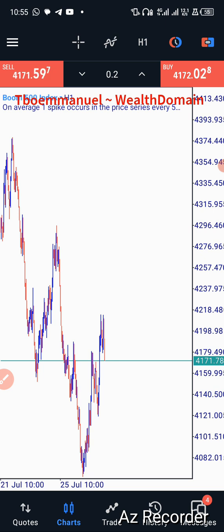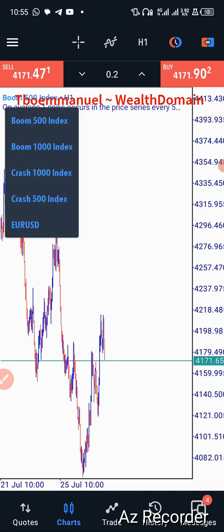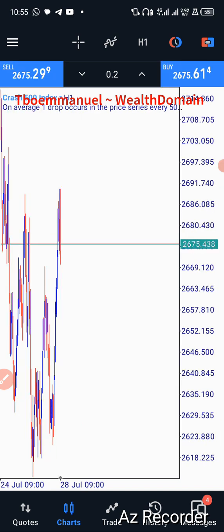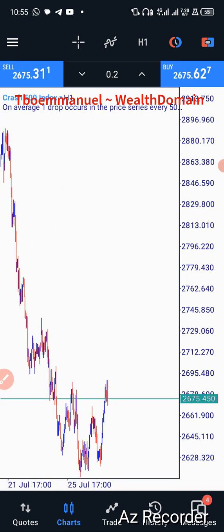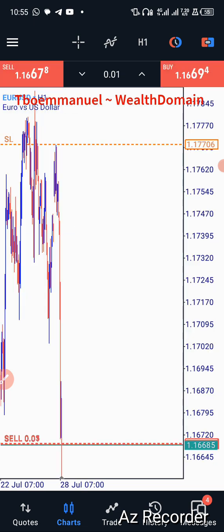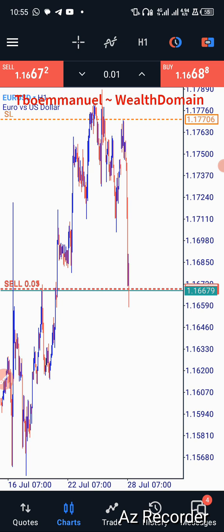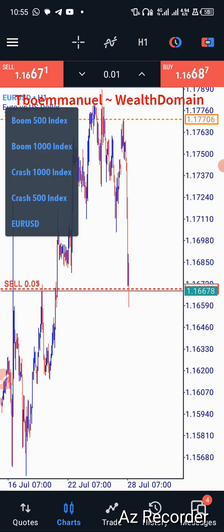I just felt to make a quick strategy. Not really a quick strategy, something we all know, but I just want to show you in a simpler form how to trade Boom 500, Boom 1000, Crash 500, Crash 1000. I trade mostly synthetic indices, of course, but sometimes I trade the Forex market too.